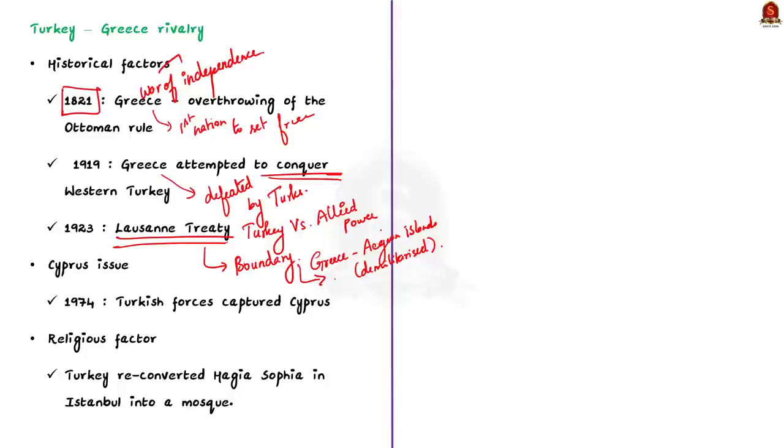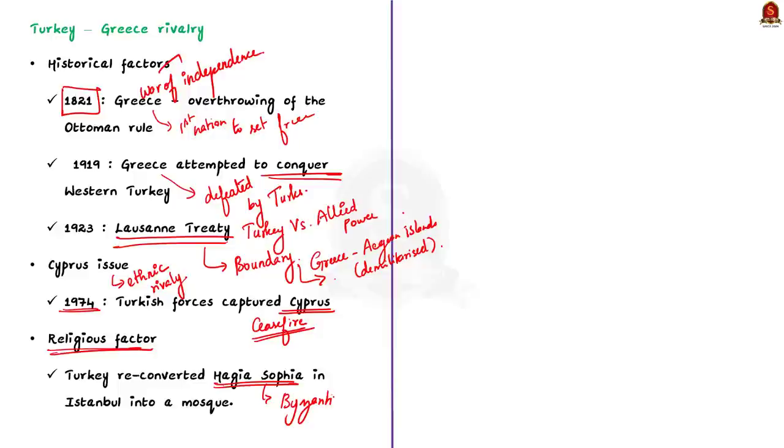Another cause for rivalry is the Cyprus issue. There was an ethnic rivalry between the Turkish and the Greek inhabiting the Cyprus island. In 1974, the Turkish forces landed in Cyprus and captured the island, and a ceasefire was declared. And this has further increased the tensions between the two countries. Apart from this, there is also a religious side to the conflict. Turkey reconverted Hagia Sophia in Istanbul into a mosque. But know that this UNESCO World Heritage site was originally a Byzantine church.